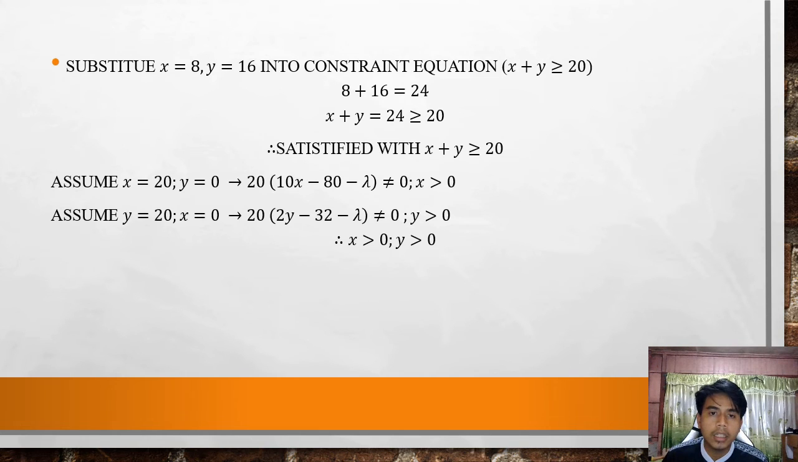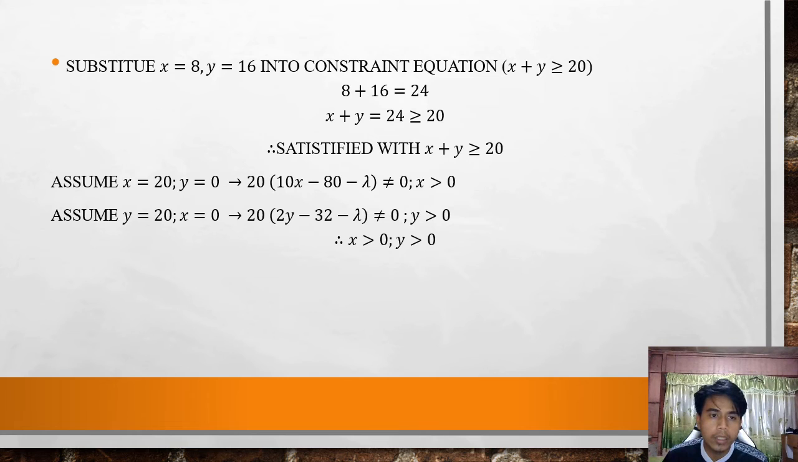We can get 8 plus 16 equal to 24. That means 24 is larger than or equal to 20. It is satisfied with x plus y larger than or equal to 20.